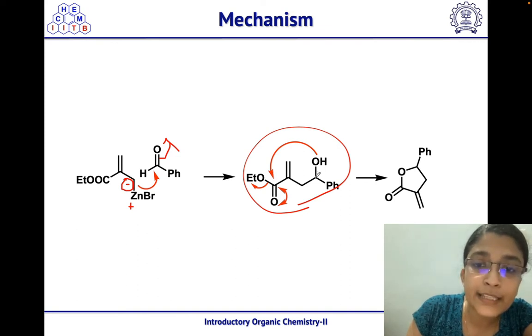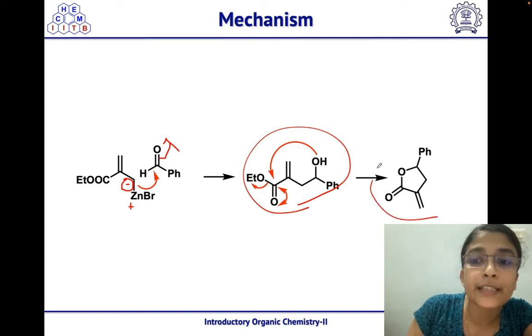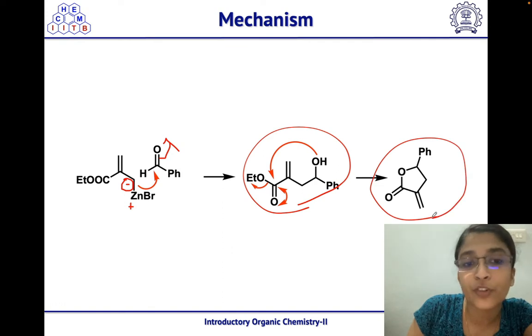This ester is like 1, 2, 3, 4, 5. It is 5 atoms distant. It can form a 5 membered stable species. So this hydroxyl will add on to this ester and this OEt will eliminate. So we will get this species. This is the product for this Reformatsky reaction. Is the mechanism clear?